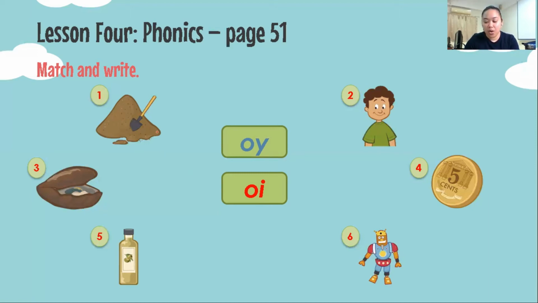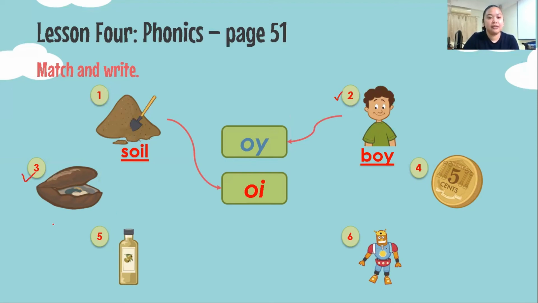For example, number 1, this is a soil. Soil has what spelling? OY or OI? OI. So we are going to draw a line and match soil to OI. Let's proceed to number 2. Number 2, what's this? Number 2, this is a boy. Yes, so write boy. B-O-Y. And the boy has what spelling? O-Y or O-I? Yes, O-Y. Good.